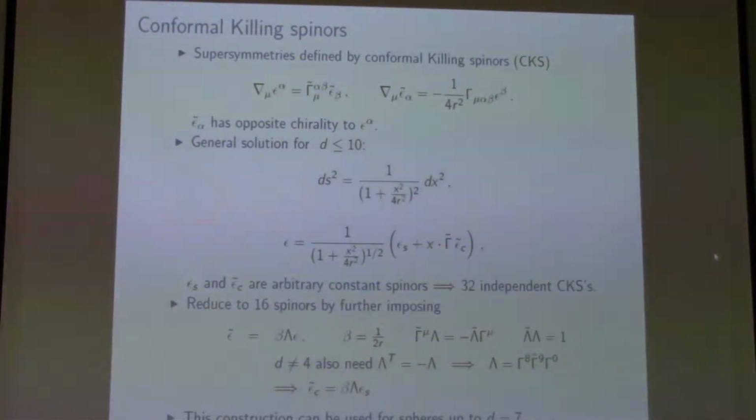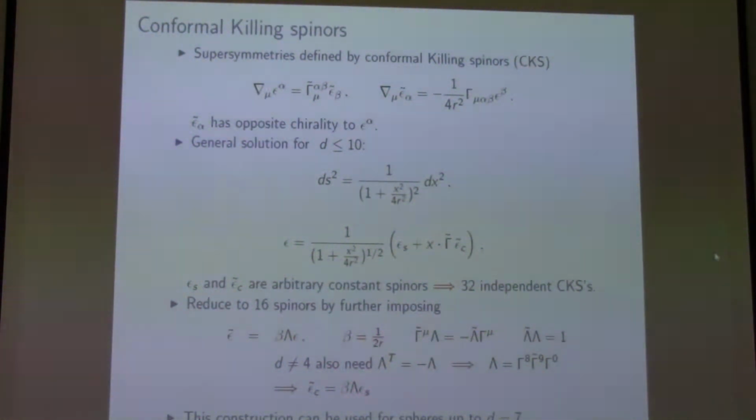So you need to choose a lambda. The simplest choice for a lambda is to choose a lambda with 3 gamma matrices. So I'm going to choose lambda equal to gamma 8, gamma tilde 9, gamma 0. And in which case, with this condition, the relation between these constant spinors is that epsilon tilde is equal to beta lambda times epsilon s.